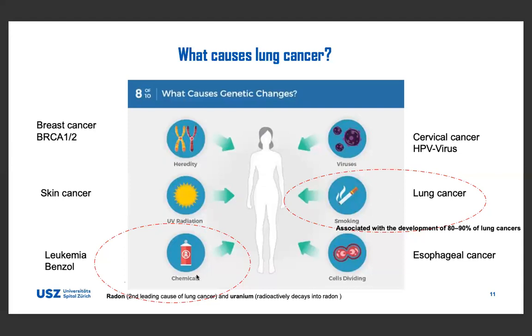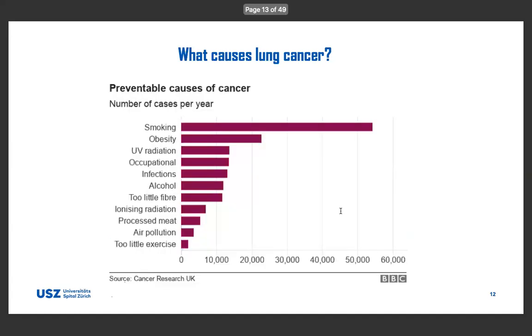In addition, the second most common cause is radon, the second leading cause of lung cancer, along with uranium. This is, for example, a gas. You can have exposure if you work on construction sites or in old buildings, in a basement, for example. But the majority of cases can be traced back to smoking.